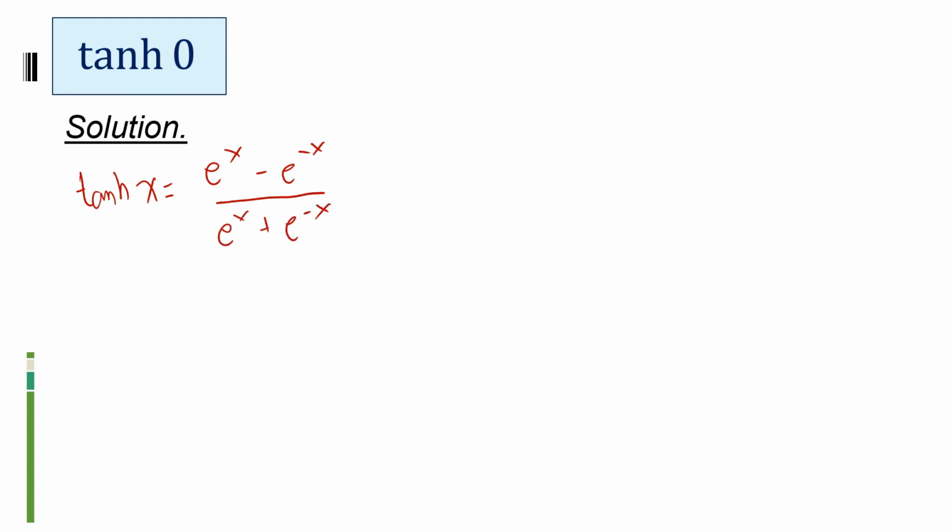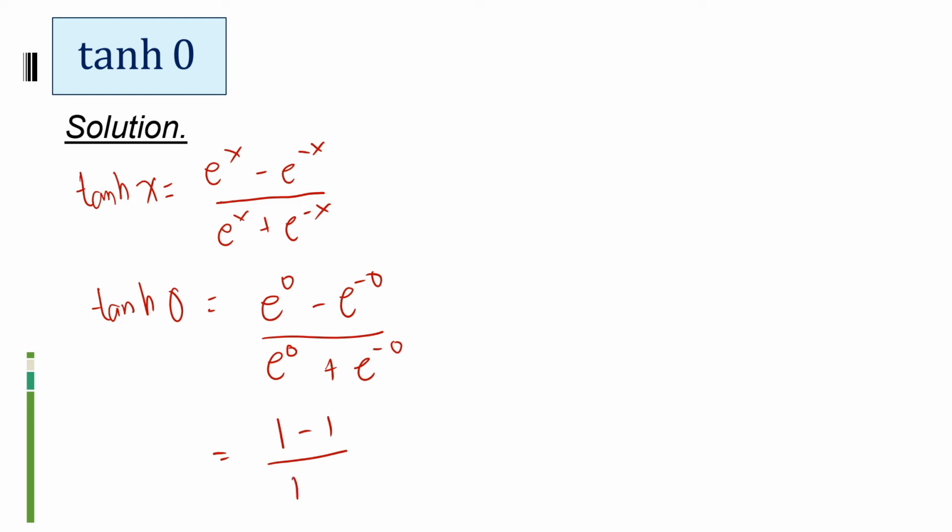Now, for the exact value of the hyperbolic tangent of 0, we have hyperbolic tan of x equals e raised to x minus e raised to negative x over e raised to x plus e raised to negative x. So hyperbolic tangent of 0 equals e raised to 0 minus e raised to negative 0 over e raised to 0 plus e raised to negative 0. That is 1 minus 1 over 1 plus 1, or 0 over 2, which is just equal to 0.